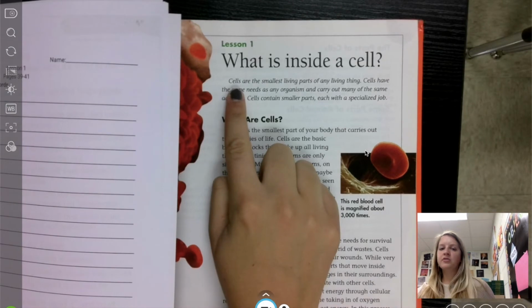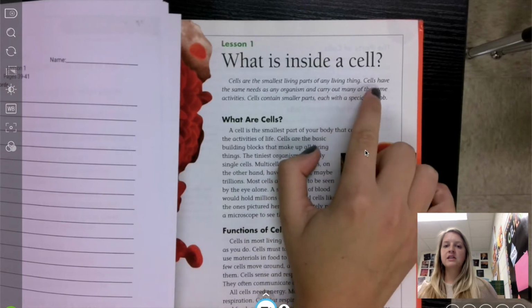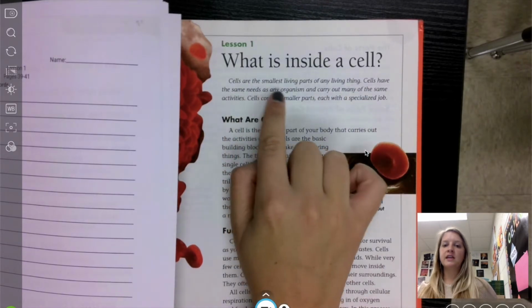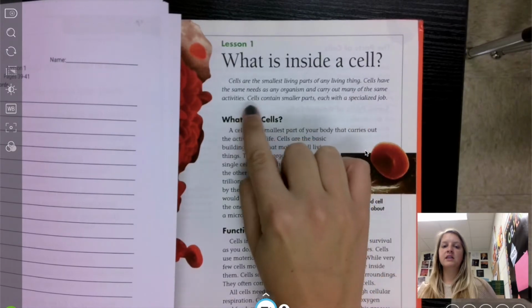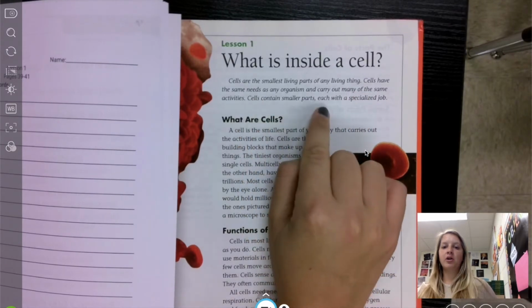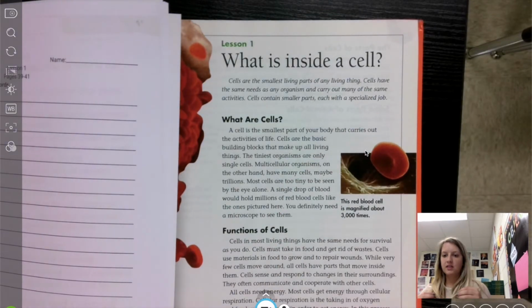So right away, I'm going to read up here. Cells are the smallest living parts of any living thing. Cells have the same needs as any organism and carry out many of the same activities. Cells contain smaller parts, each with a specialized job. So even already we see that the cells are tiny, tiny, tiny, and that they all have a really important job that they have to work together for.